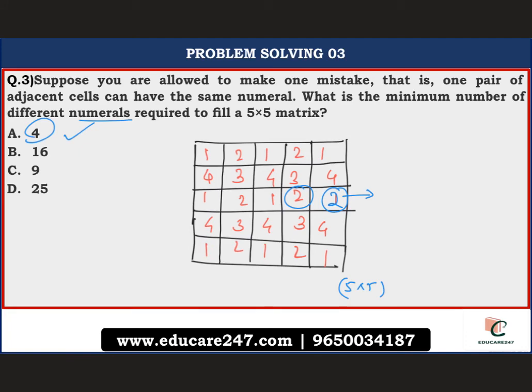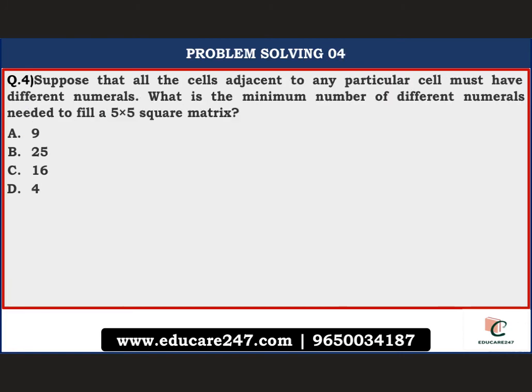So this was a tricky question. This was just formulated to fool you. But if you would have done this by this trial and error method, you would have got the answer easily. So the next question being, suppose that all cells adjacent to any particular cell must have different numerals. What is the minimum number of different numerals needed to fill a 5 by 5 matrix?